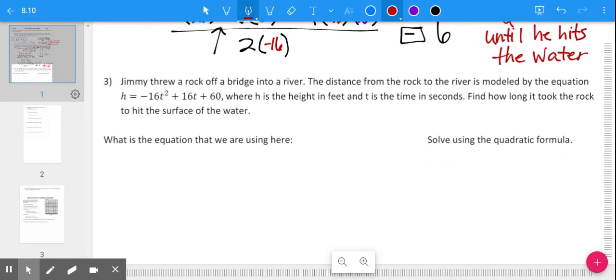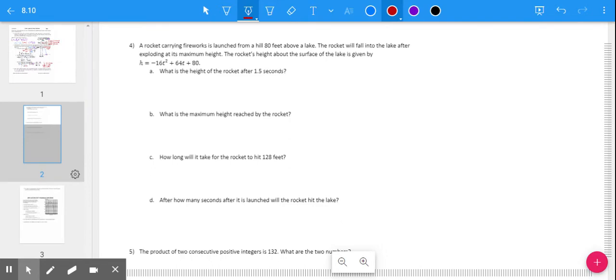All right, so the next one is very similar to number 1. So we're using the equation and the quadratic formula in order to solve that equation. So I'm going to let that be a practice problem, and we're going to move on to the back.